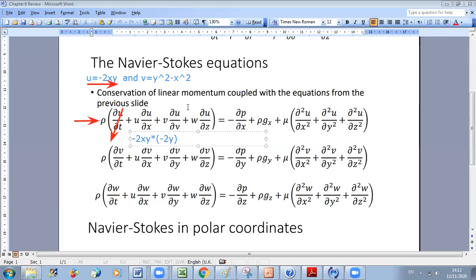Now, for v, if I replace v by its value, I have plus y squared minus x squared, and I should multiply this by del u by del y. What is del u by del y? It's minus 2x, so it's times minus 2x. Now I don't have w in this problem, so this term will cancel out.